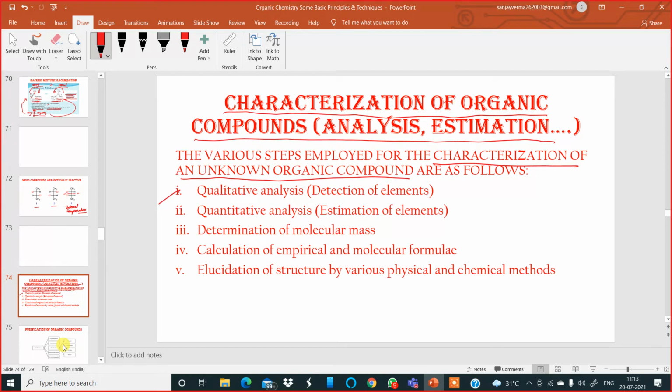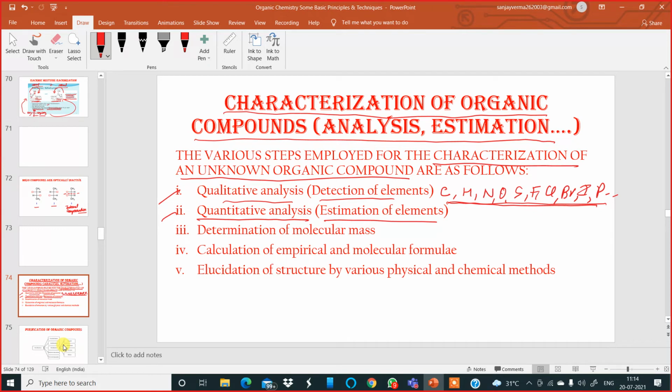First one is called qualitative analysis, that means to detect the elements. The elements may be carbon, hydrogen, nitrogen, oxygen, sulfur, halogens like fluorine, chlorine, bromine, or iodine, phosphorus, and so many. Detection of these elements comes under the first step. After we have detected the elements, we have to estimate them: what is the quantity, the weight of the elements present in the organic compound, which is called quantitative analysis, by following certain methods.